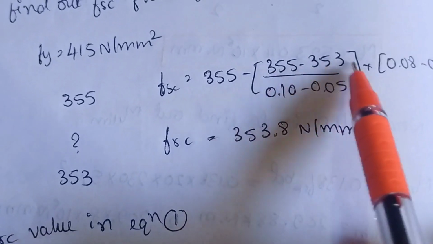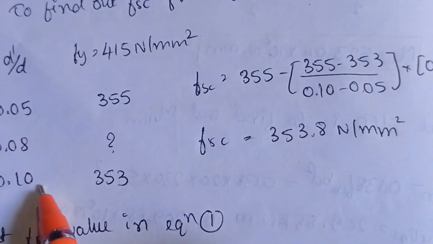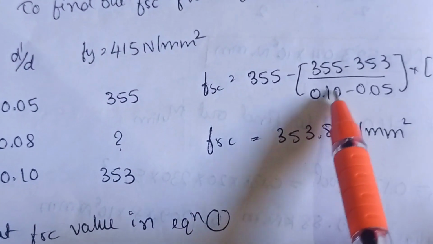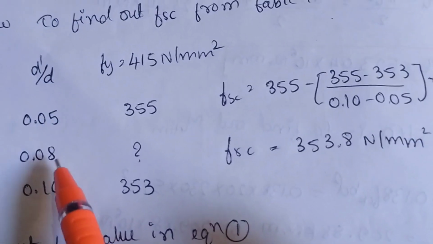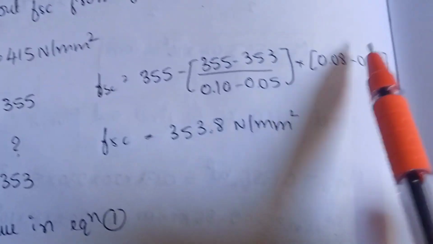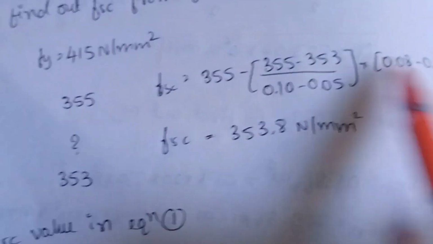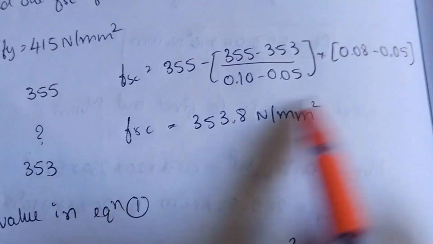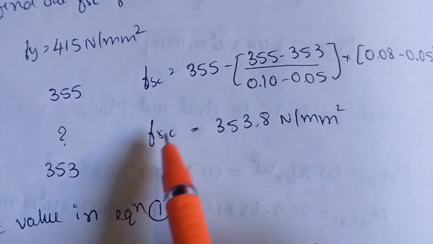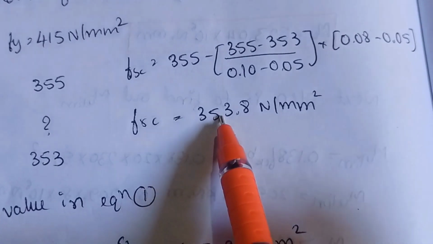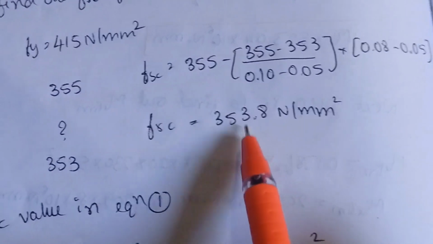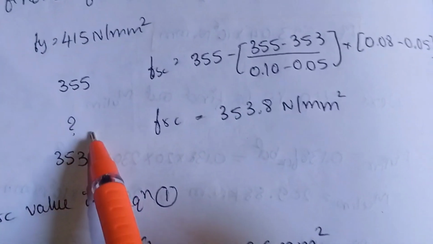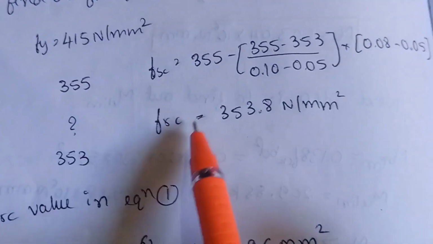355 minus 353 divided by the greater value minus least value, that is 0.10 minus 0.05, into the value which we want to find out, that is 0.08 minus the least value, 0.05. So substitute all the values. After simplifying, we'll get our FSC value as 353.8 Newton per mm square. This value lies in between these two, it means our FSC value is right.